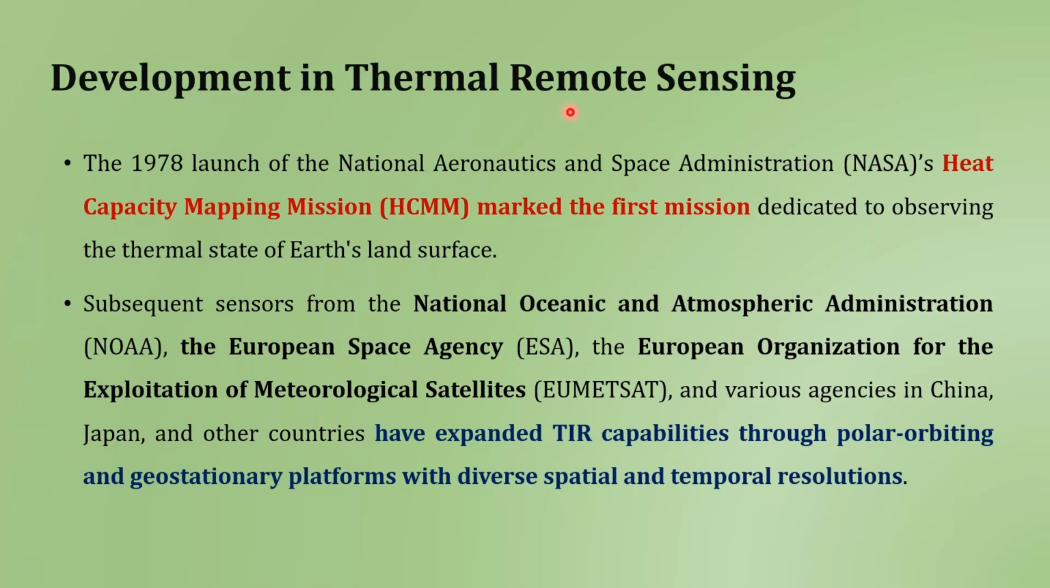If we see the development in thermal remote sensing, in 1978, NASA launched the Heat Capacity Mapping Mission (HCMM), which was dedicated to observing the thermal state of the Earth's land surface. After this, subsequent sensors with diverse spatial and temporal resolutions were launched on polar orbiting or geostationary platforms by the National Oceanic and Atmospheric Administration, the European Space Agency, the European Organisation for the Exploitation of Meteorological Satellites, and various agencies in China, Japan, and other countries.